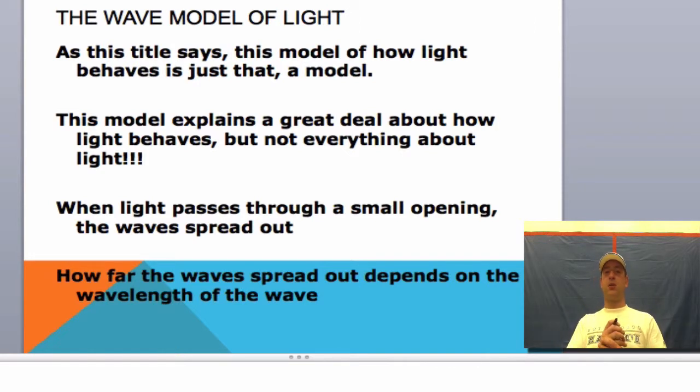So light behaves just as the model states. It behaves like waves. As it passes through a small opening, the waves spread out. Basically how far those waves spread out depends on the wavelength of that wave. Now remember, the wavelength is the distance from crest to crest or trough to trough. So depending on that wavelength, that's going to determine how far these waves will spread out.